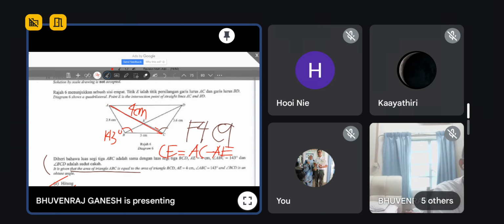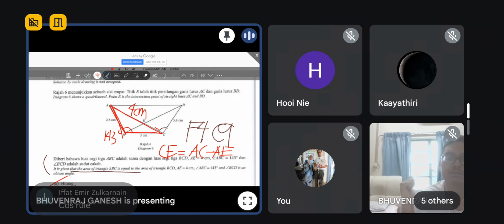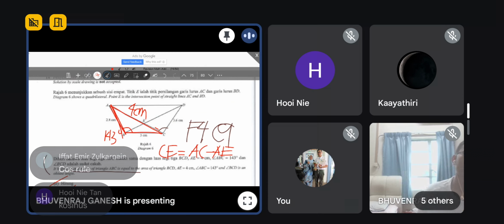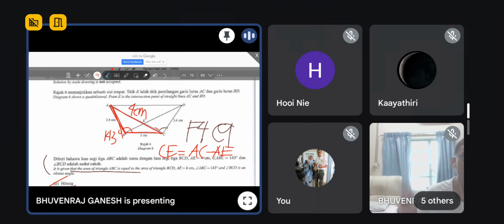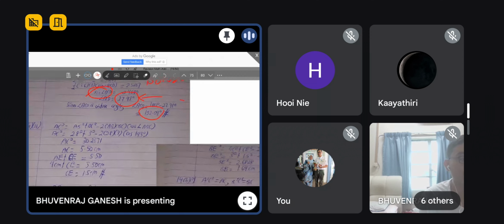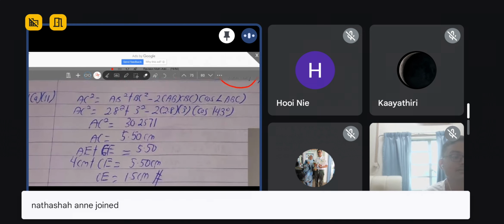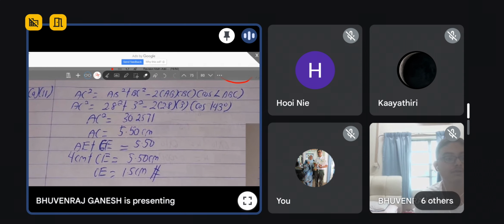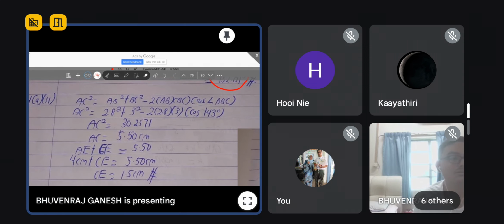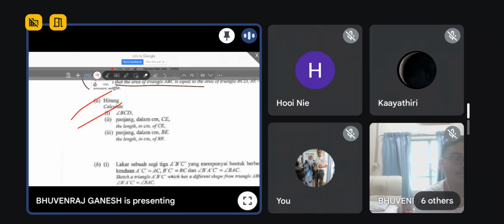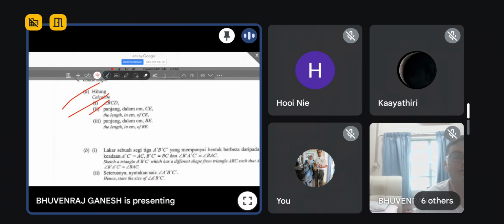So AC, apakah petua yang kita guna kat sini untuk cari AC? What is the rule we use? Adakah petua sinus atau petua cosinus? Yes, correct. We use cos rule. Okay, because two side, one angle. Dua sisi, satu sudut, you can use cosine rule. Okay, so basically just apply cosine rule only. Then you will get the answer. Okay, so CE adalah sama dengan 1.5 cm. Okay, guys, clear? Should be not tough, right? For A2. So this is A2.